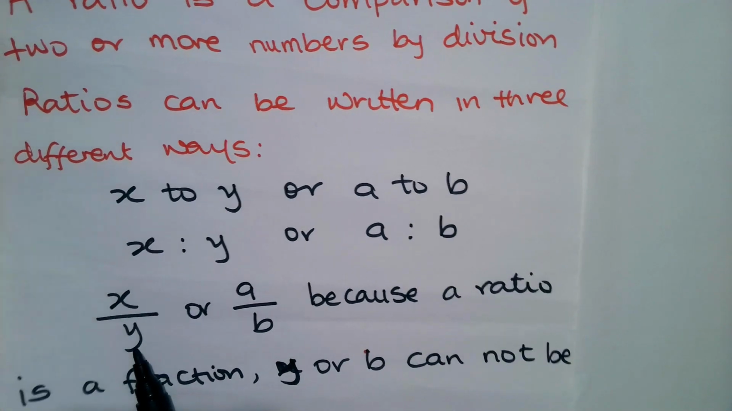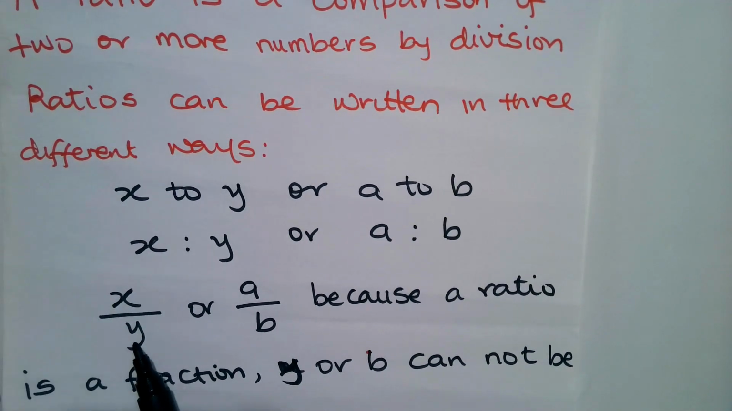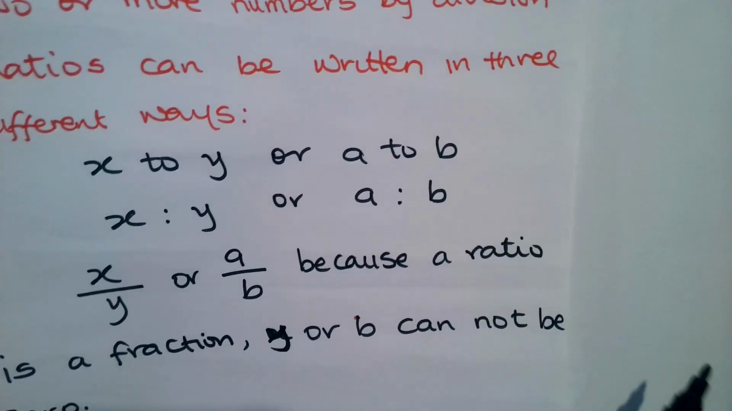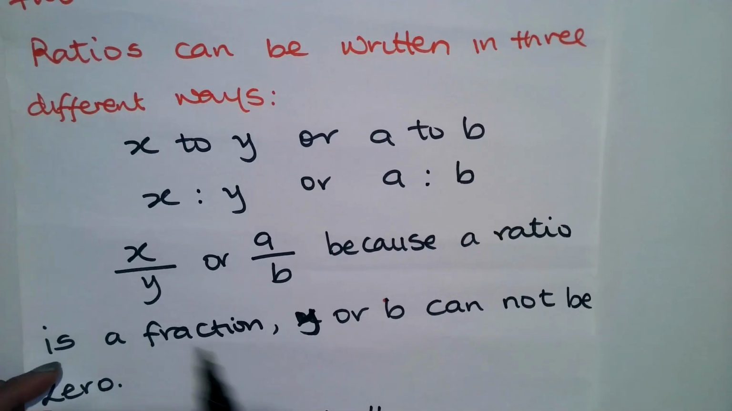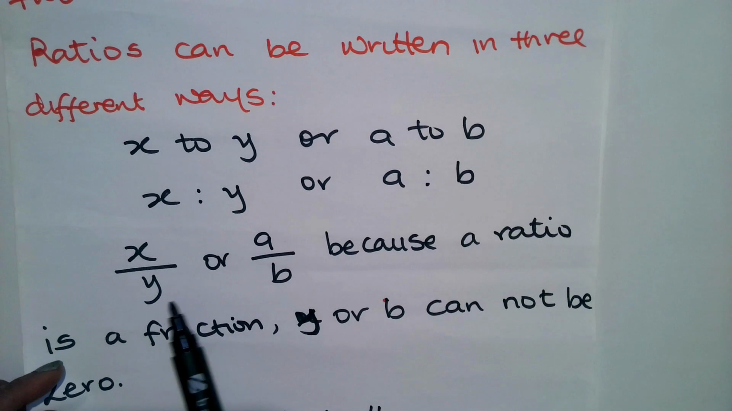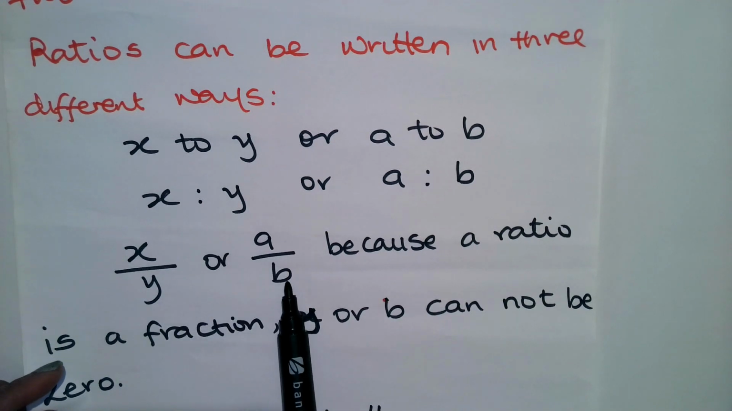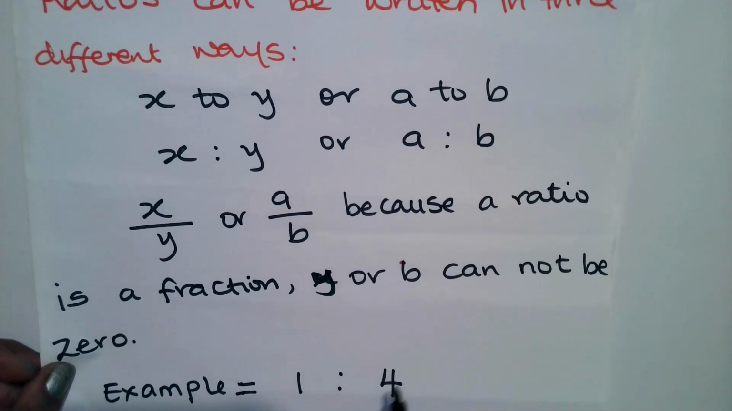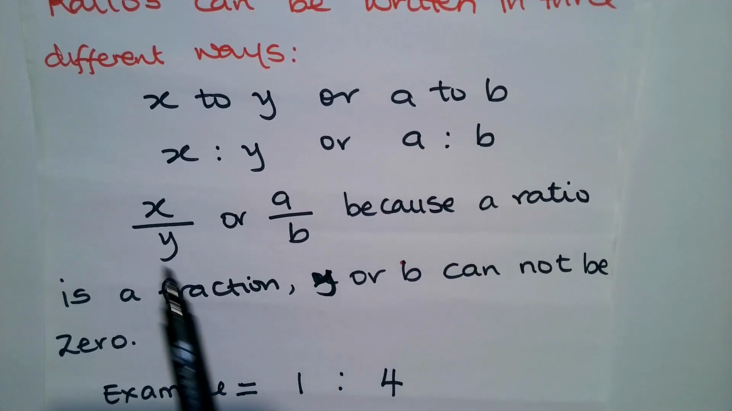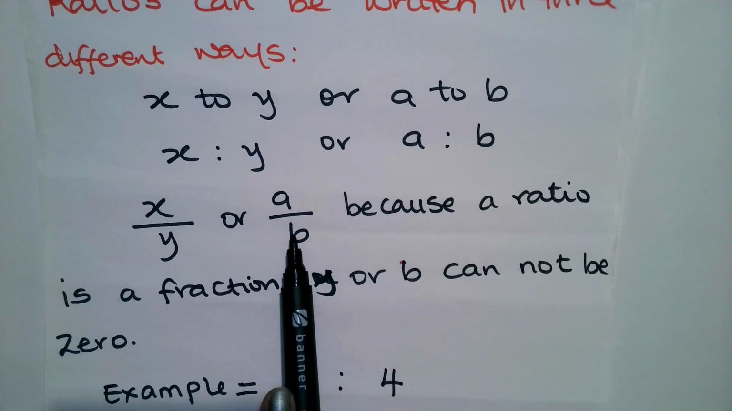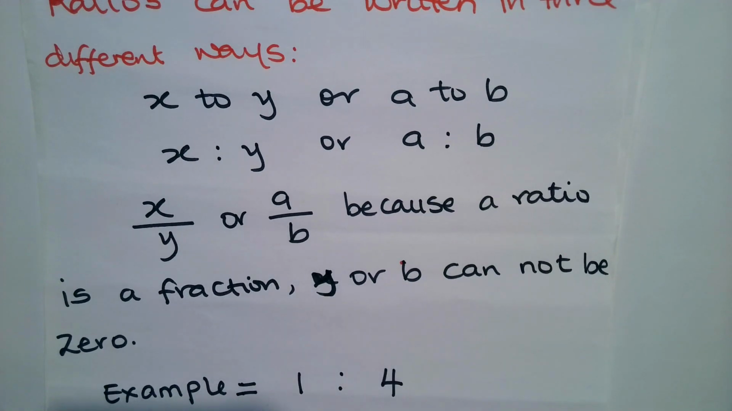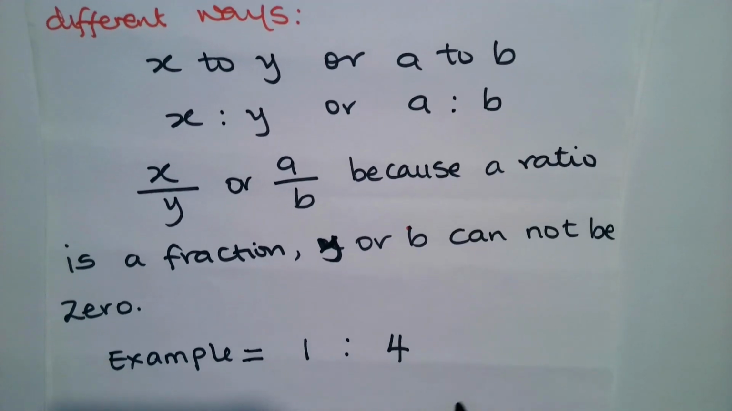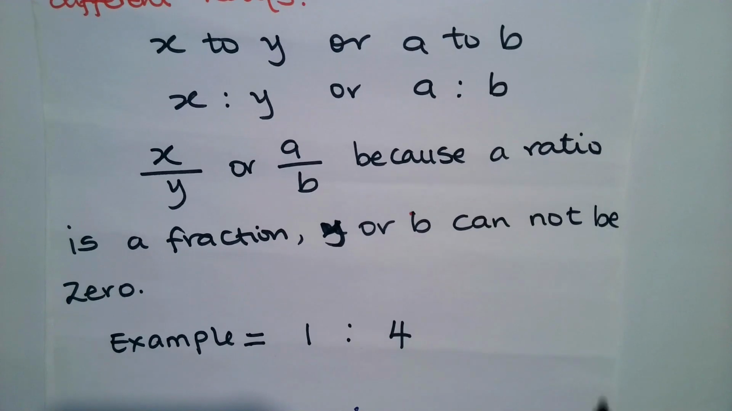And it can also be written as a fraction because a ratio is also a fraction. So we can write X over Y or A over B. We know that Y or B, which is the denominator, cannot be 0.